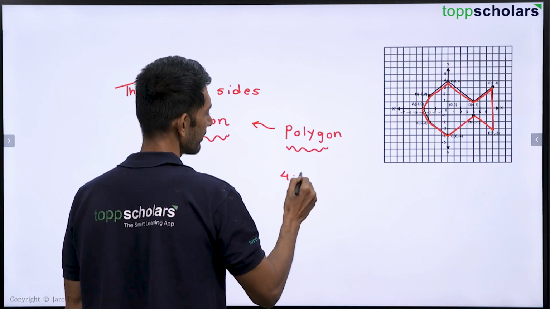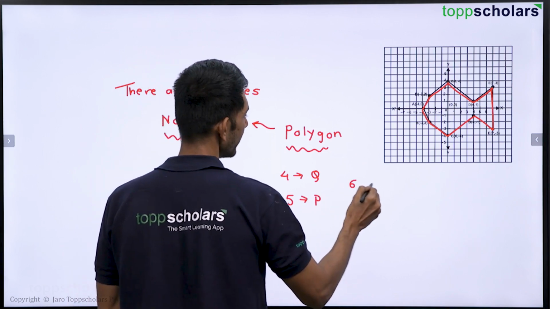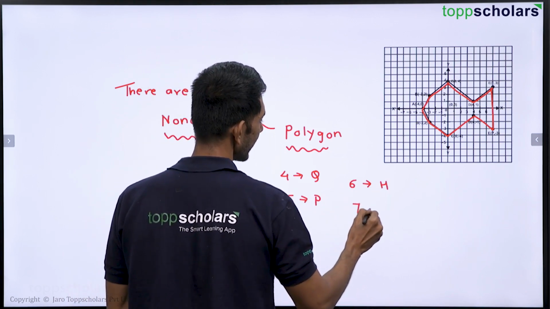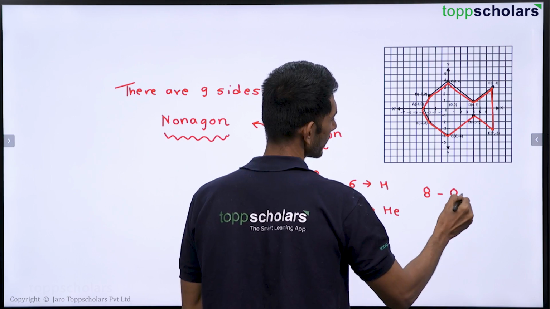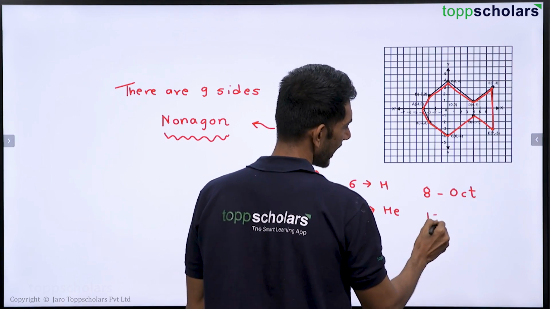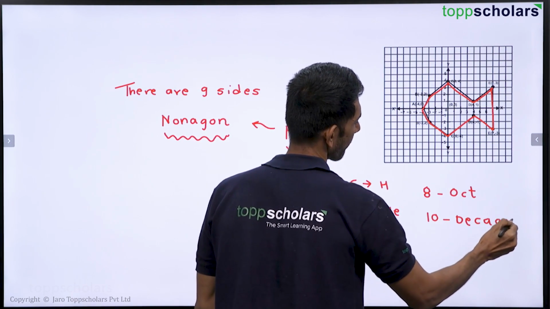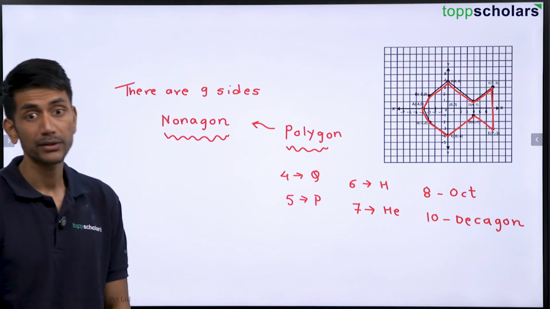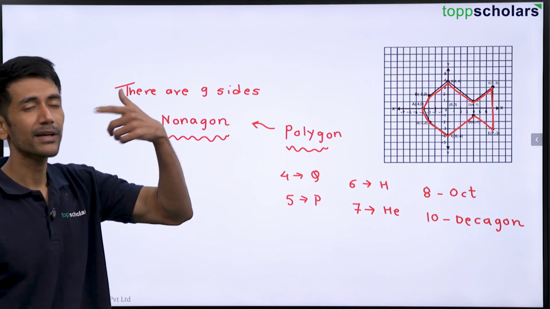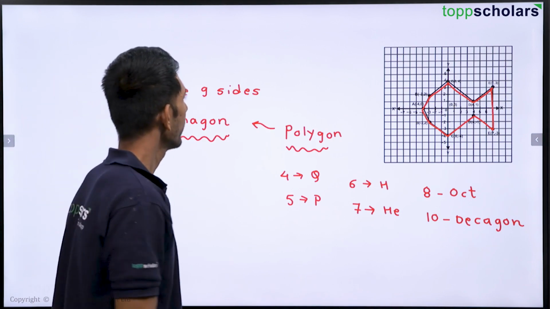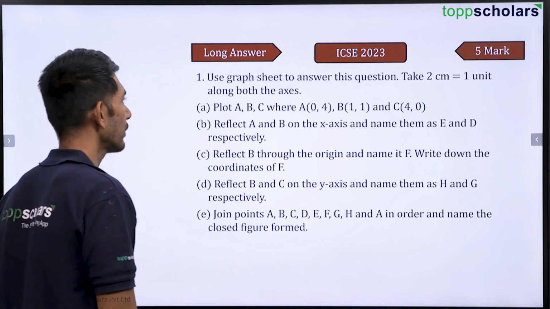So 4 sides is a quadrilateral, 5 sides, it's a pentagon. 6 sides is hexagon. 7 sides is heptagon. 8 sides is octagon. 9 sides is nonagon. And 10 sides is decagon. If you want, you can remember this because they can ask you questions based on this. Like nonagon suddenly came up, right? So sometimes we are not able to recollect that. Okay. Let's continue further. So this question was asked for 5 marks.